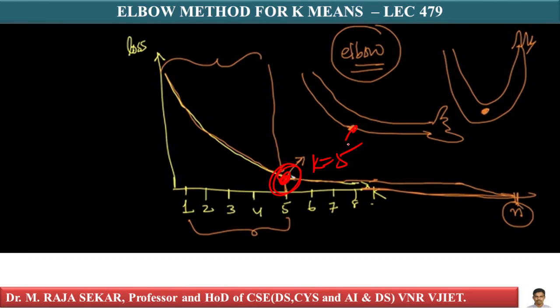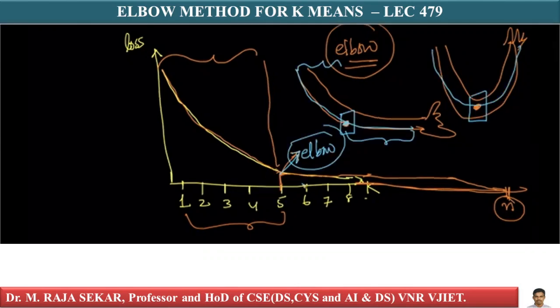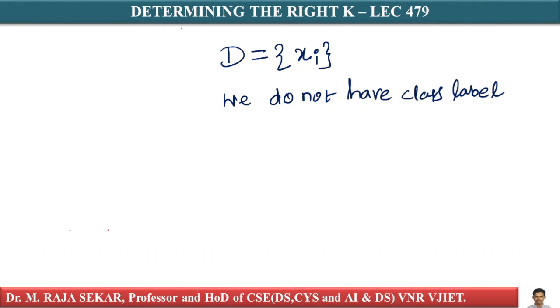This is very similar to what we did with cross validation to find the hyperparameter. We change the hyperparameter on the x-axis, and on the y-axis we had cross validation loss. If you recall, here there is no cross validation. You don't have train and test data. Here you just have D equal to x_i. You don't have class labels anyway.